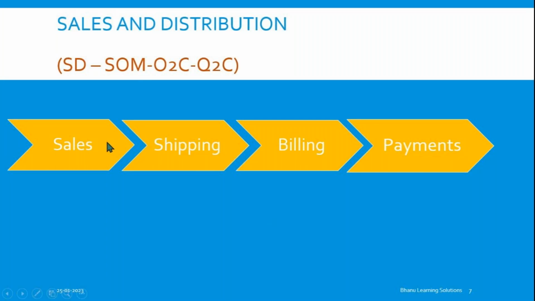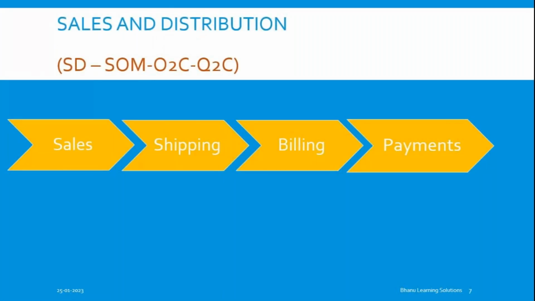So these are the four major areas: sales, shipping, billing and payment. What are the activities done at the sales level, what are the activities done at the shipping level, what are the activities at the billing level, and the payment? All these levels we will learn in depth. Our course, minimum next 100 hours, would be in these four areas only.